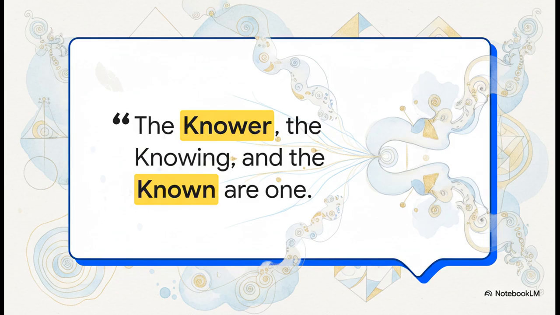In the state of the One, the knower, the knowing, and the known are one. There's no separation anymore between the thing that knows, the act of knowing, and the thing that is known. All of those distinctions just dissolve into one single act of self-illumination. It's the final irreducible point from which all complexity flows.